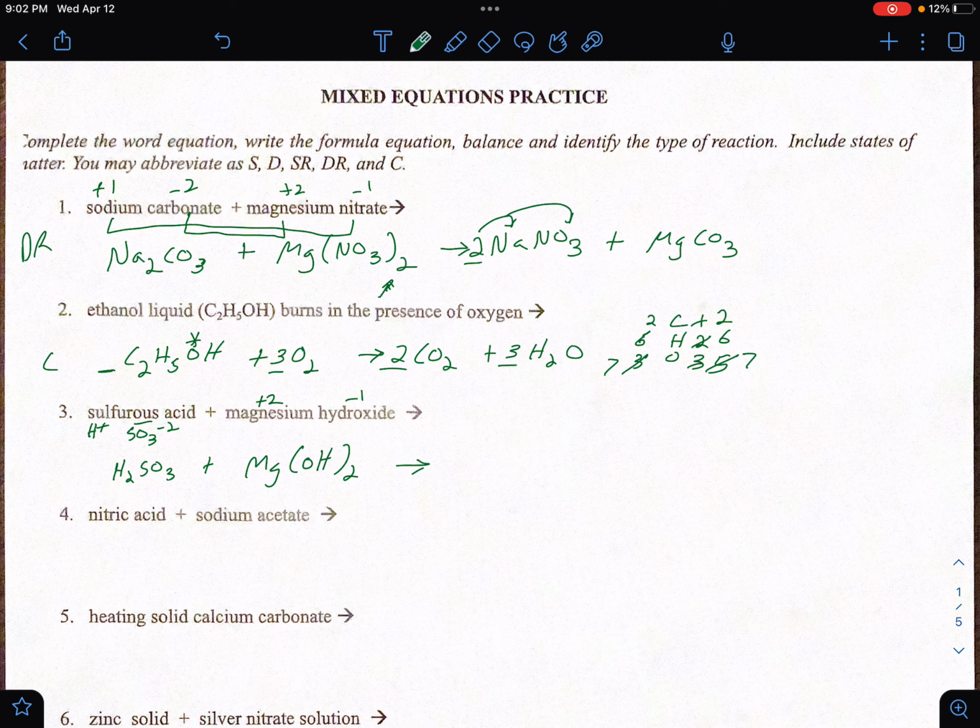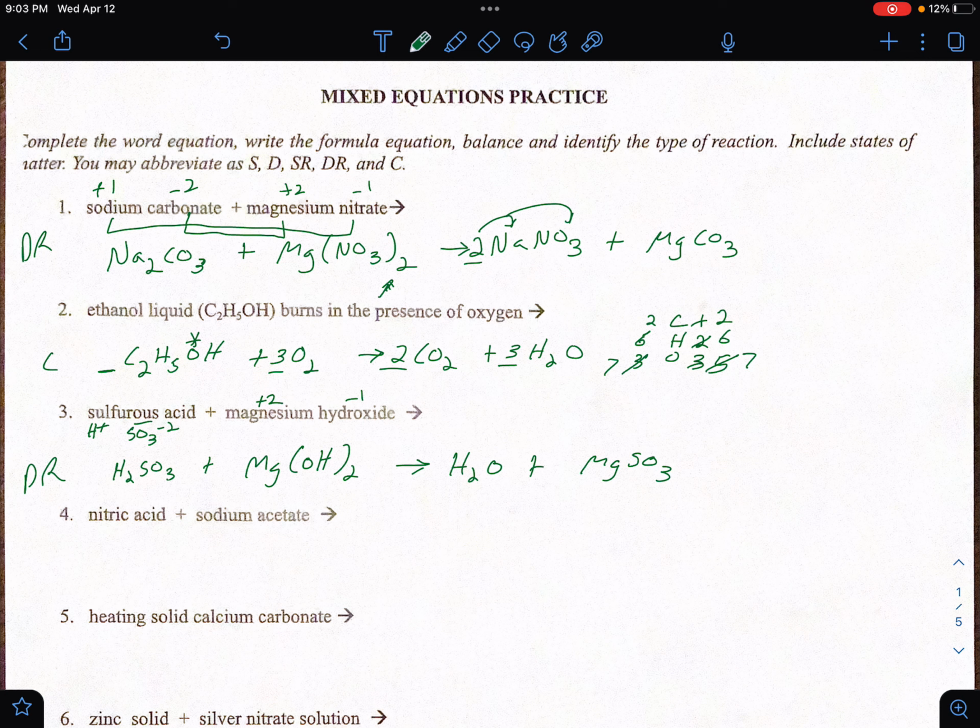Well, if I look, I have a pair and a pair, so this is just going to be a partner swap. This is a double replacement. Hydrogen's now going to go with OH, and you're going to get H2O, because that's what happens when you mix an acid and a base. You get water and a salt. And magnesium's going to go with sulfite, so this is going to be MgSO3. They're already balanced. It's a +2, -2, so I don't need to do anything there.